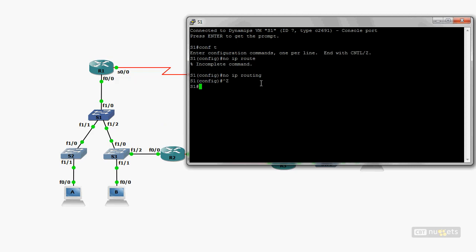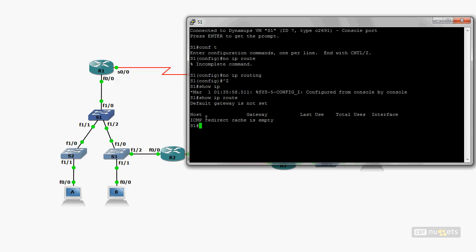So let me go back here and do a show ip route. And notice I've got nothing. Even the routing table key, where it says O is OSPF, R is RIP, that you would see on a normal router, is missing because we turned off routing. All it's saying is default gateway is not set. So what we're going to have to do is make this thing just like a switch. Go in and type in ip default-gateway.